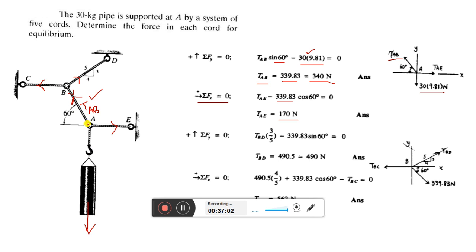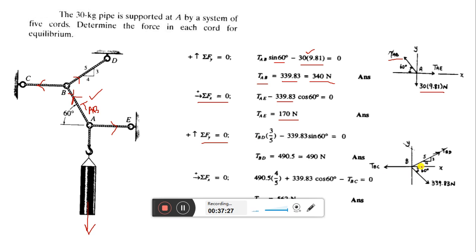Now, once you solve for point A, then you have all the three forces known, and in between these three forces, one force is common for point B, that is TAB. Now, when you are going to point B, that time there is one known force. So you can solve for the other two unknown forces. Let us see how we solve.